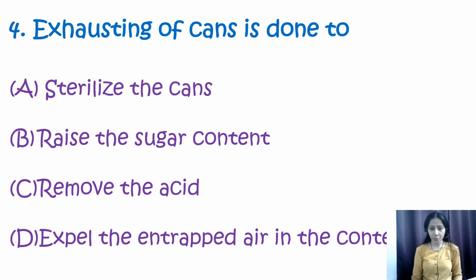So question number 4. Exhausting of can is done to: sterilize the cans, raise the sugar content, remove the acid, or expel the entrapped air in the content. So actually exhausting of can is done to expel the entrapped air in the content. So option D. Basically it is done to prevent oxidation and to prevent the spoilage of the contents, and particularly to make the can good. So over here option D is correct.